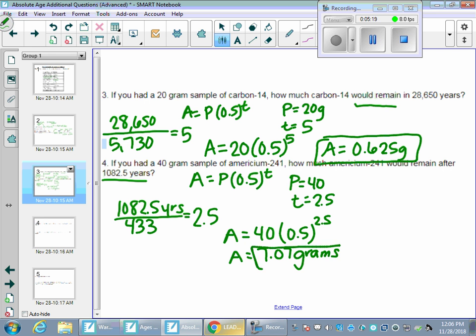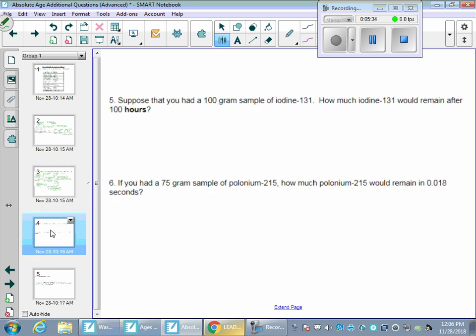This would be your answer. So we would be left with that much remaining. So for these types of questions, remember, the hardest part a lot of times for students is getting T. Remember, take the time I give you, divide it by how long a half-life is. That will equal T.